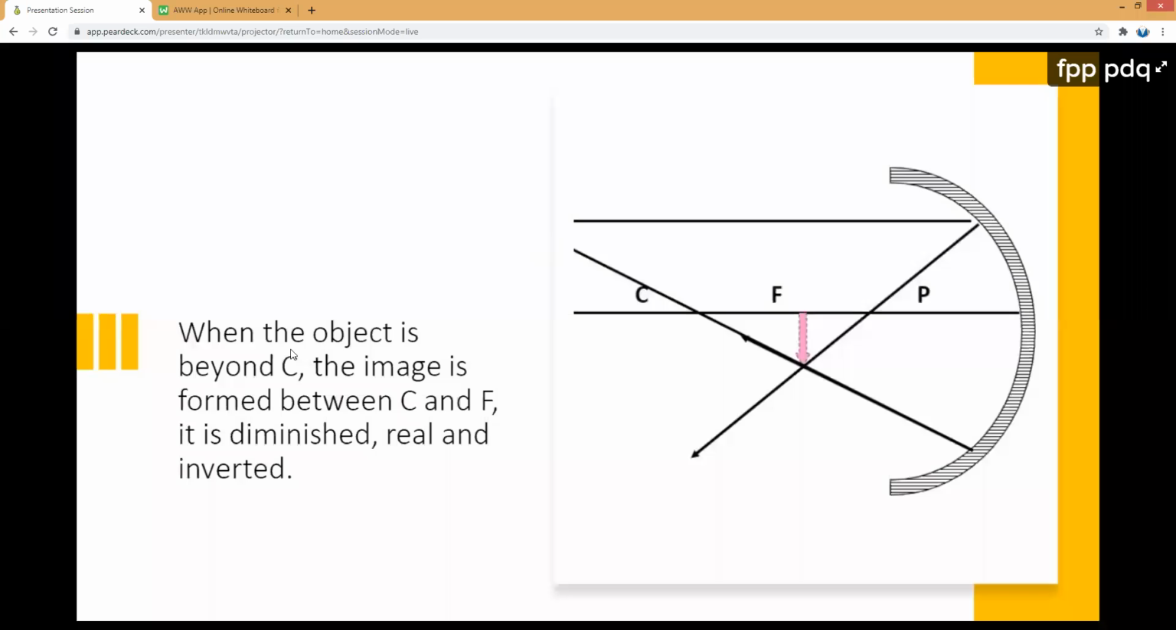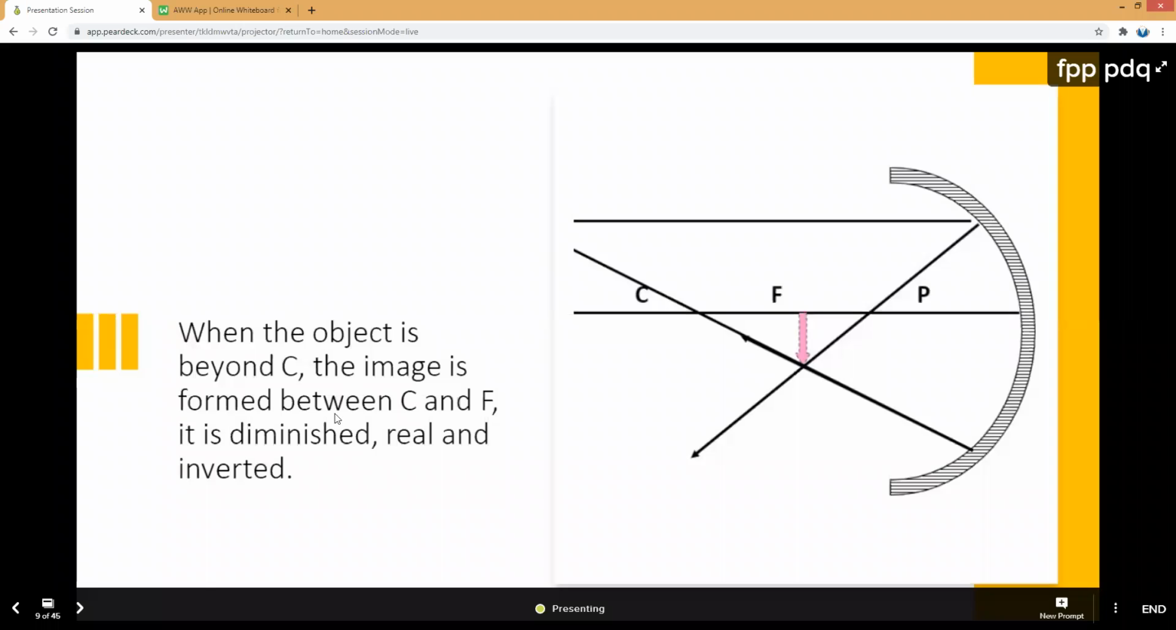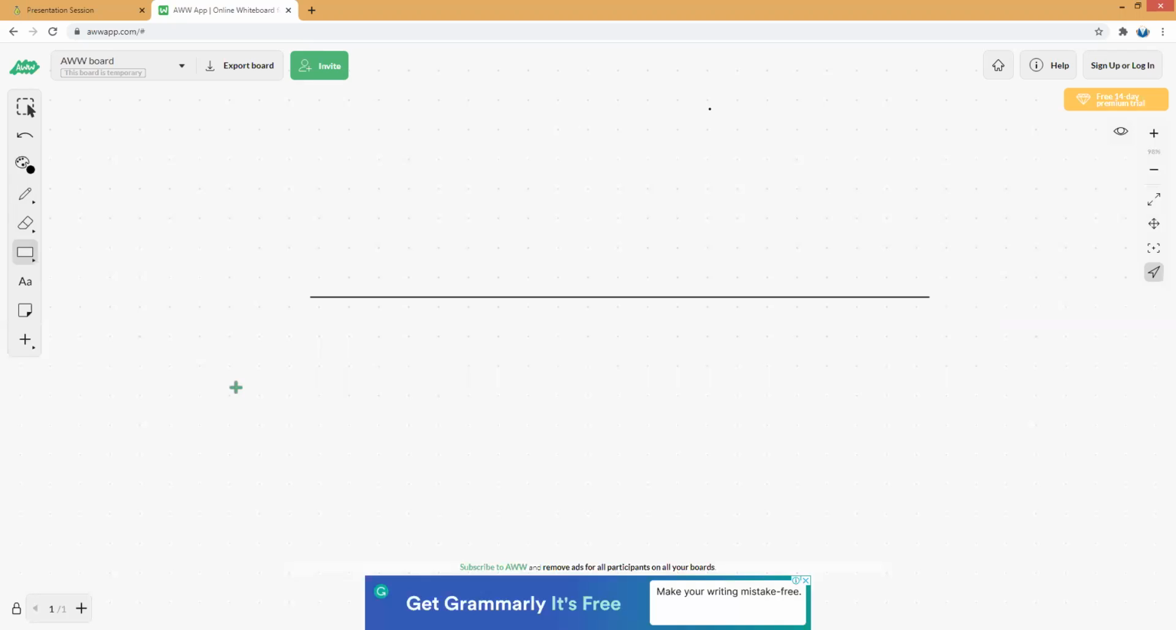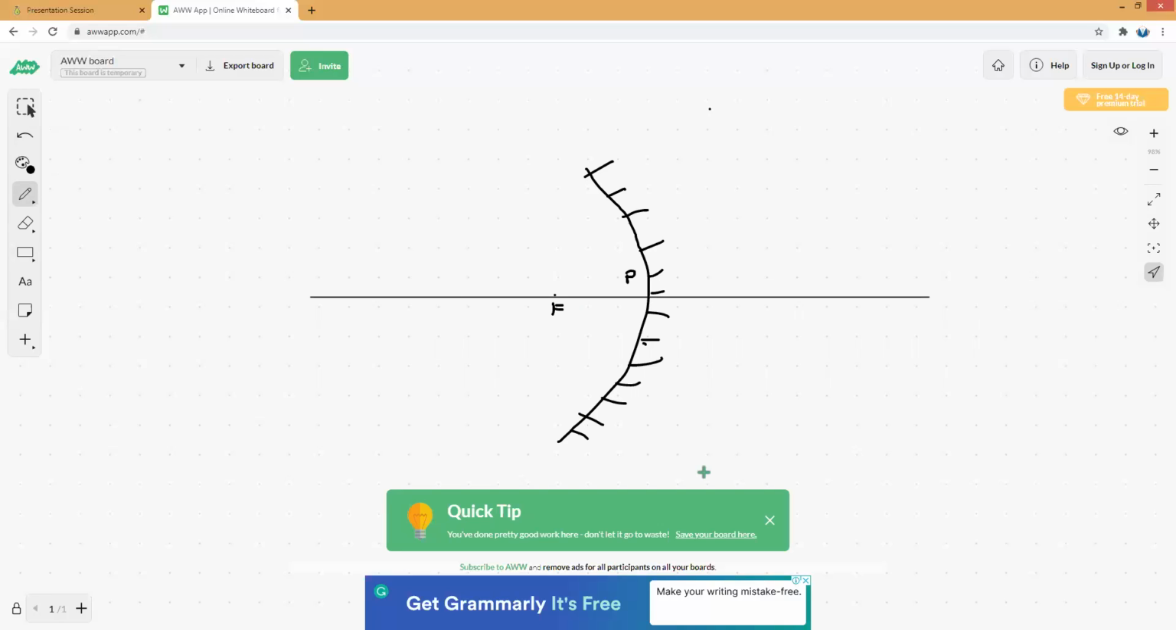Okay, so the second one is when the object is beyond C, the image is formed between C and F. So let's see how that works. Over here, let's draw the mirror first. So this is our mirror. Beyond C means the object is far away from C, drawn outside the line. So over here we have our pole, this is our focus, and this is our center of curvature.